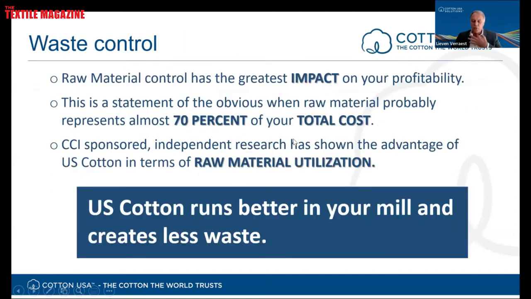Coming to waste control, knowing that 70% of the total cost of a yarn is represented by the raw material, it is obvious that controlling the raw material has the greatest impact on the profitability of a mill. Our independent research has shown that US cotton runs better and creates less waste compared with other cottons.